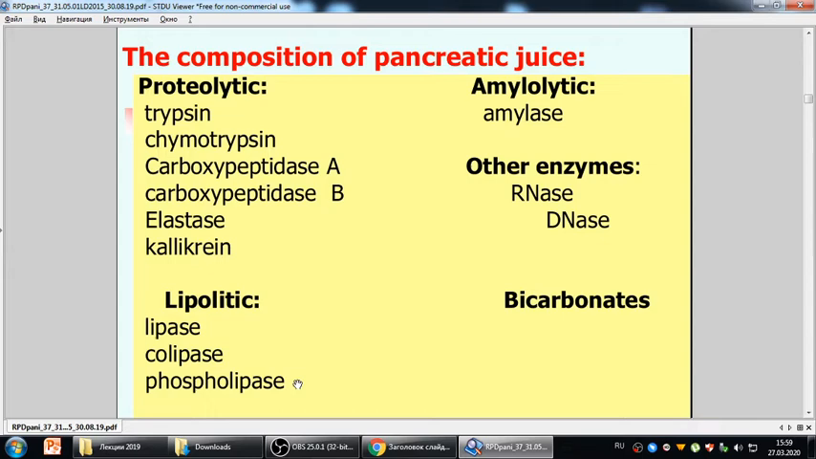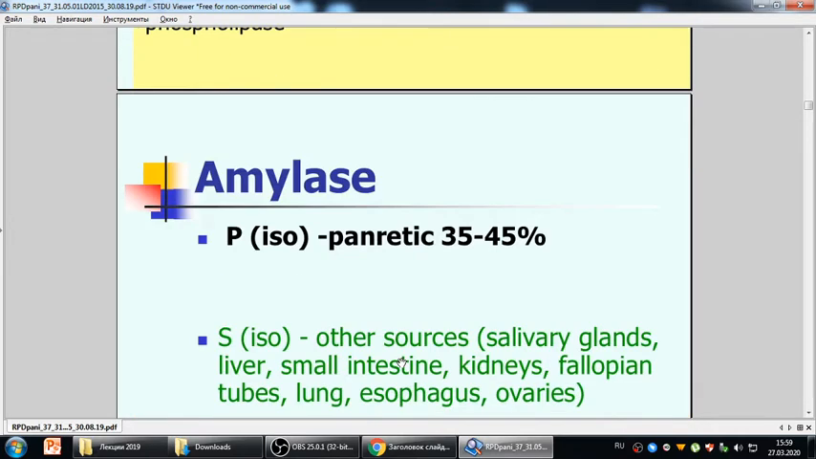Pancreatic juice can destroy not only lipids but also phospholipids, and you know all our cell membranes consist of phospholipids. And amylolytic enzymes include amylase. Also, you should know another source of amylase. And there are other enzymes like ribonuclease and deoxyribonuclease. Our pancreatic juice also contains bicarbonates. Bicarbonate is a very good buffer and can also regulate the acidity and alkalinity in the duodenum.